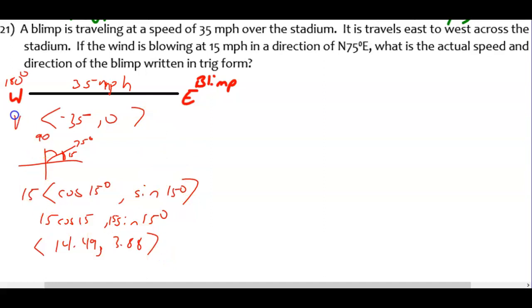We'll call them vector U and vector V. Then, of course, we have to find our resultant, so we do vector V plus vector U. That gives us negative 20.51, 3.88.